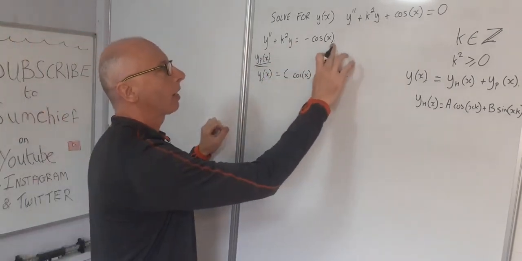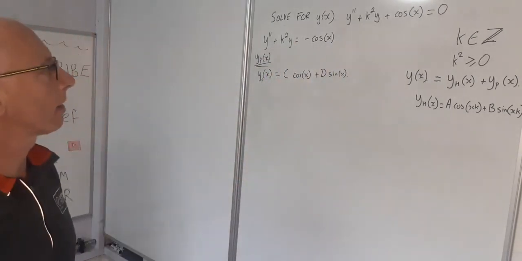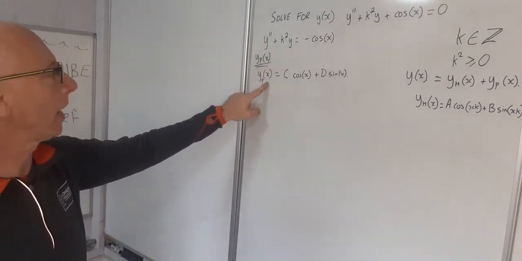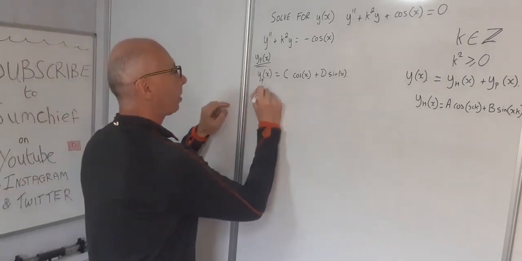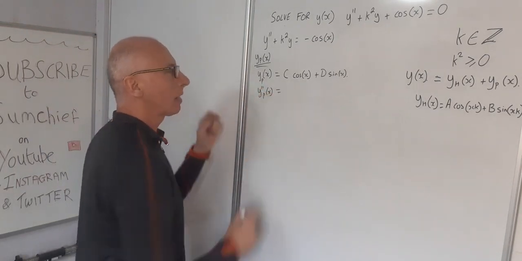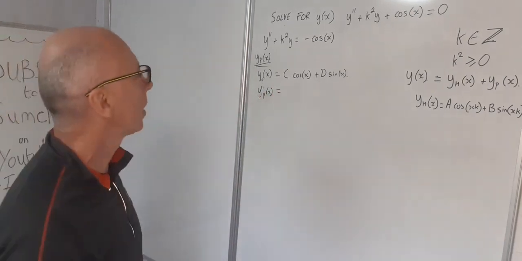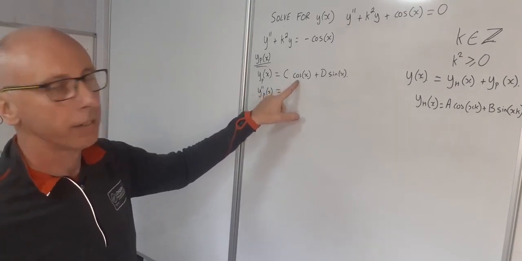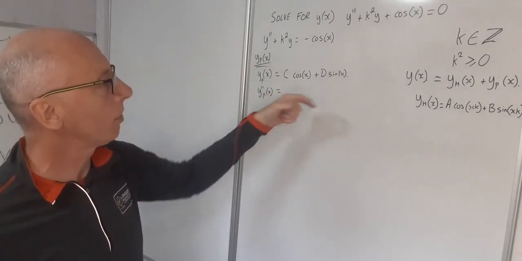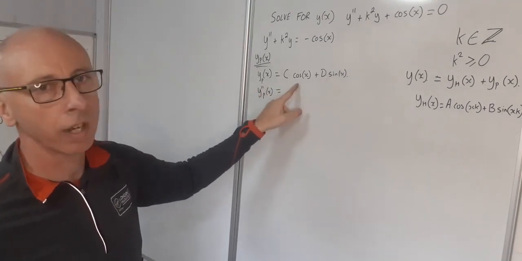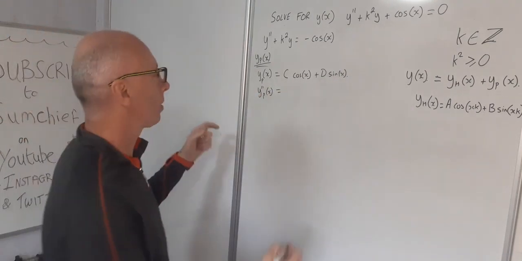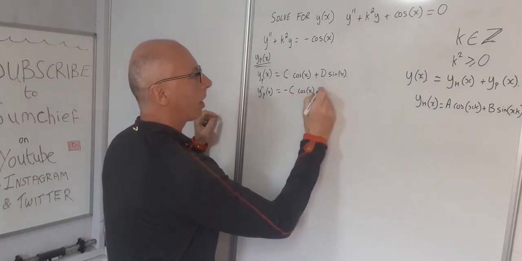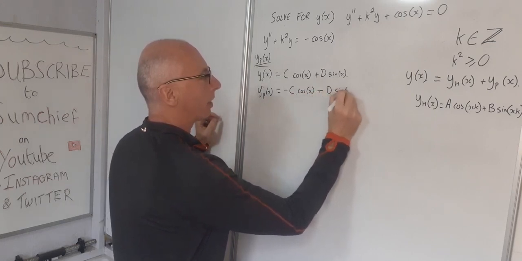So this time I need to include the minus cosine of x. Before I can proceed, I need to take the second derivative of my particular solution for x. So my y double prime p of x, basically I need to take the second derivative of this. Now my second derivative of this is going to be cosine derivative twice and my sine derivative twice. Well, we know cosine will become minus cosine and sine will become minus sine. So this just becomes minus c cosine of x minus d sine of x.